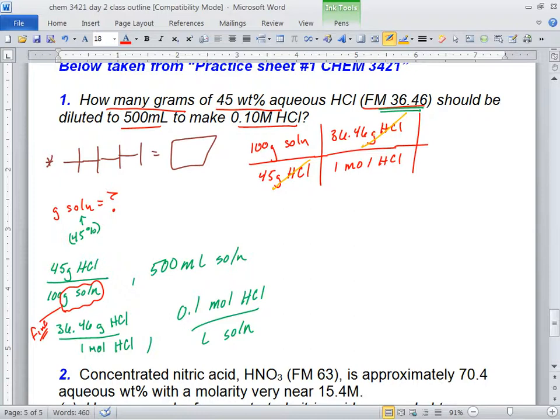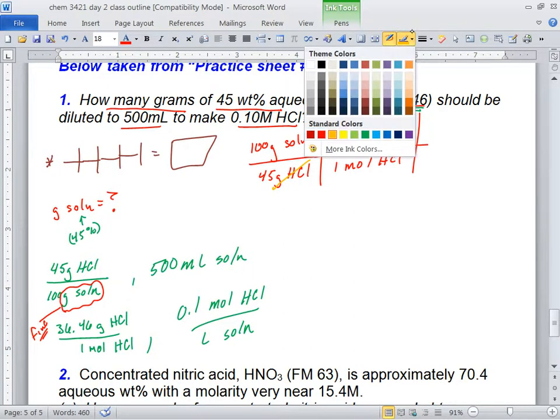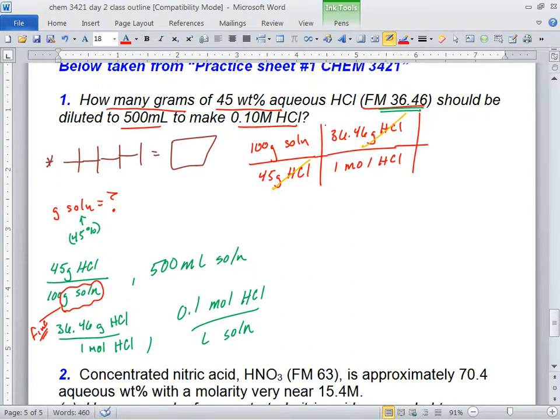What would be next probably then? Yeah, 0.1 moles of HCl. Then you see what's going to be last? That's how we get rid of the solution. And then we have 500 mils of that solution. See, diluted to 500 mils to make 0.1 molar. So this is the 0.1 molar solution.